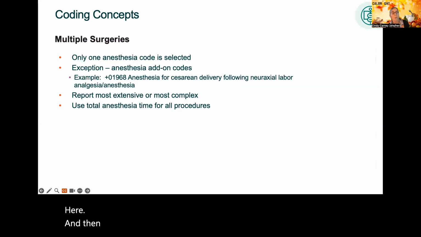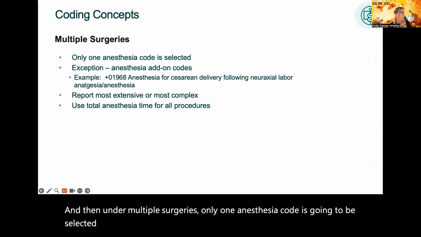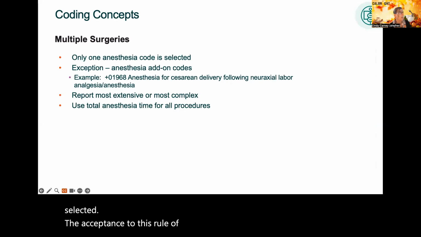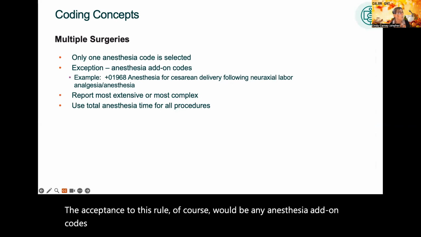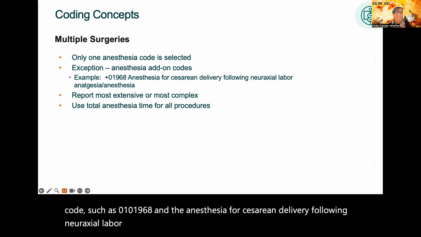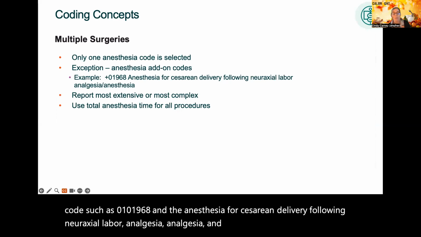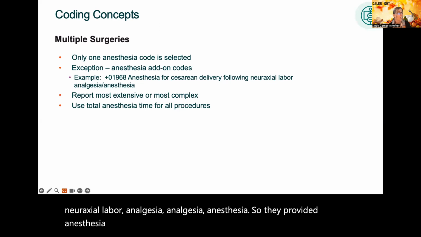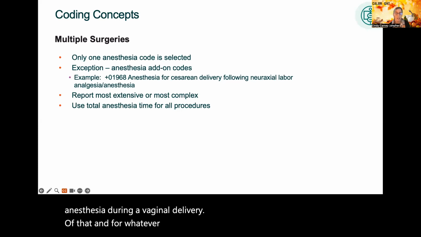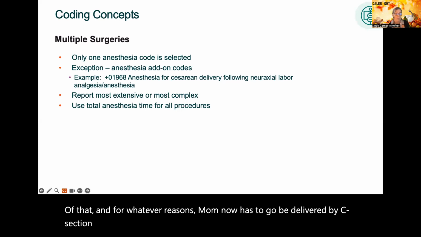And then under multiple surgeries, only one anesthesia code is going to be selected. The exception to this rule, of course, would be any anesthesia add-on code, such as 01968, anesthesia for cesarean delivery following neuraxial labor analgesia anesthesia. So they provided anesthesia during a vaginal delivery and for whatever reasons, mom now has to be delivered by C-section. And so then that would be a new anesthesia code. So that would be the exception to that rule.